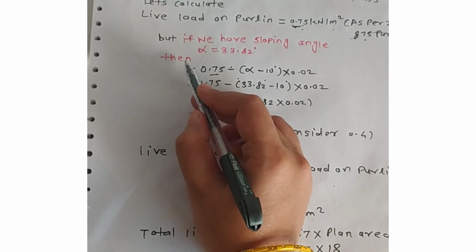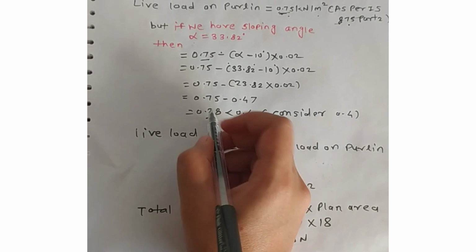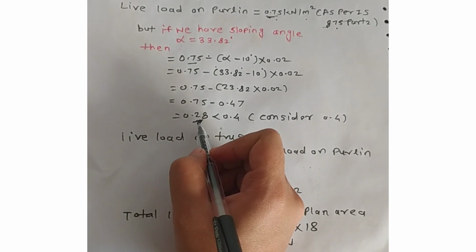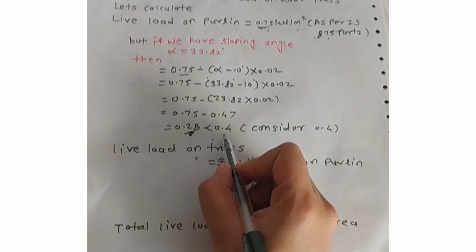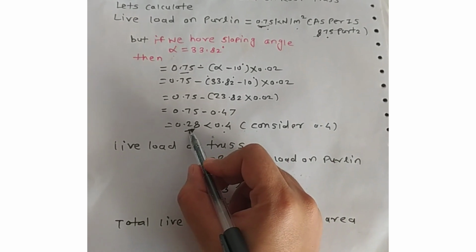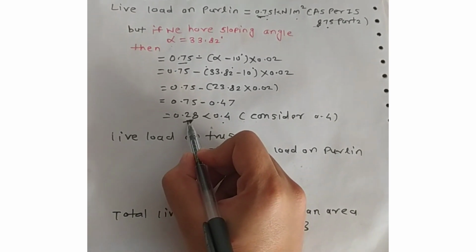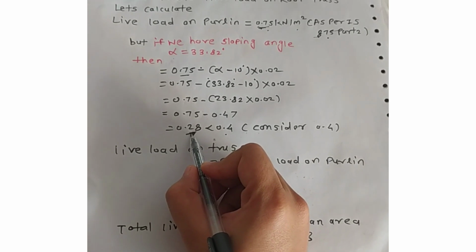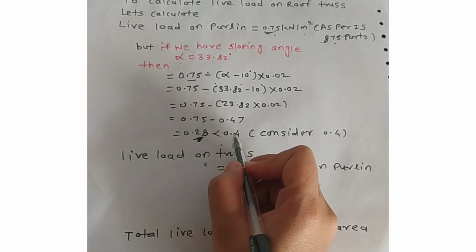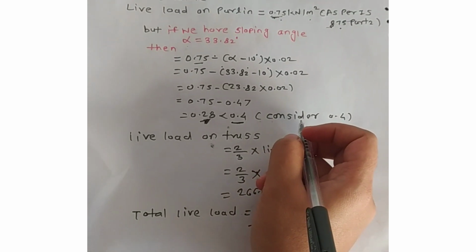And then if I put all these values in this particular formula, I come to this conclusion, that the value comes out to be 0.28, which is less than 0.4. If it is greater than 0.4, you have to assume that value which we have calculated. But if it is less than 0.4, I have to consider 0.4 as minimum according to IS clause again.